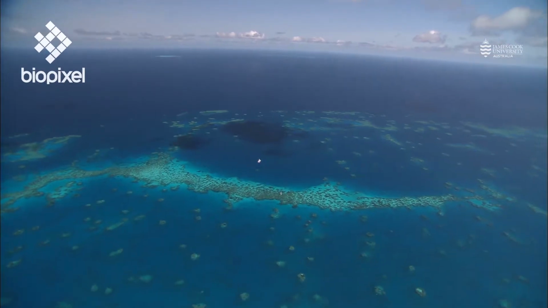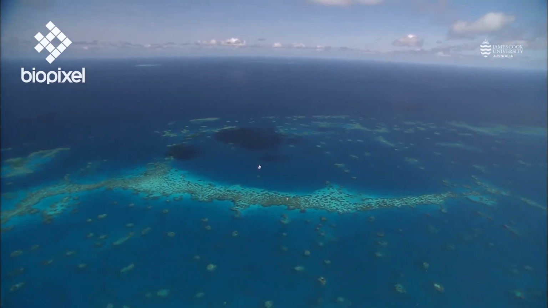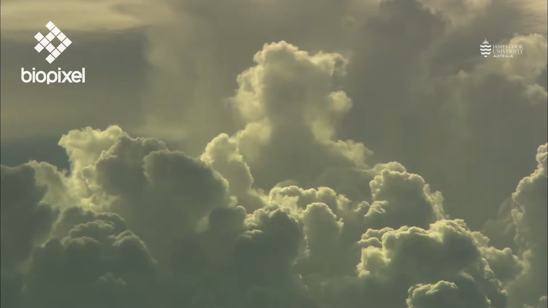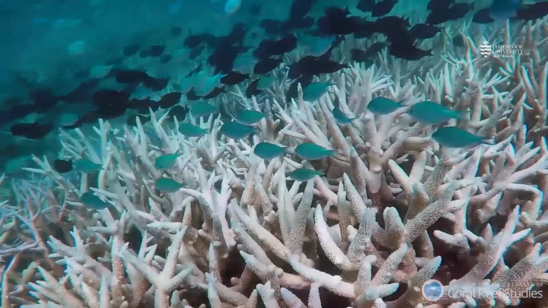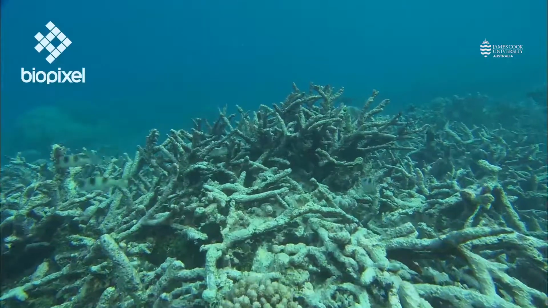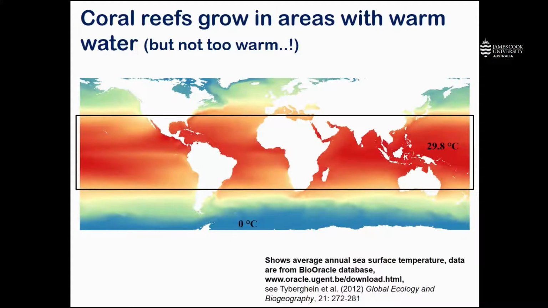If we look at the environmental conditions within this particular region, we know that coral reefs grow in areas where there's relatively warm water. Unfortunately though, if water becomes too warm, this can lead to coral bleaching and mortality. In this map, which shows average annual sea surface temperature, around the equator temperatures on average are about 29.8 degrees. We're seeing coral reefs restricted to an area where temperatures are usually above about 20 degrees.